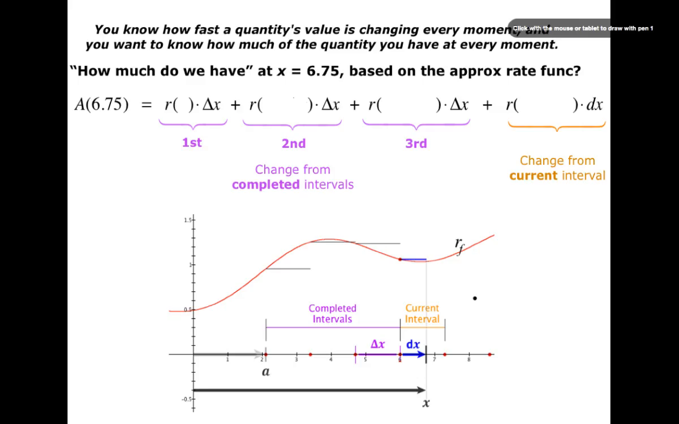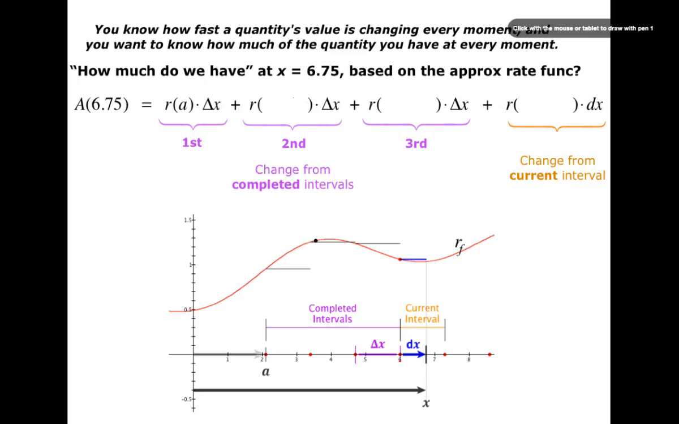Okay, so last time we worked on the change from the completed intervals, and we said that we needed each individual rate. So what's the rate in the first interval? To get this rate right here, I'm going to take r of what? R of a, right? A is that x value where we start accumulating. So there it is, r of a.